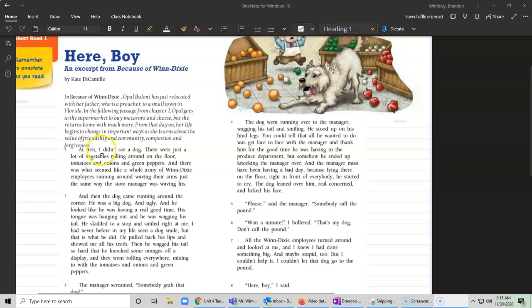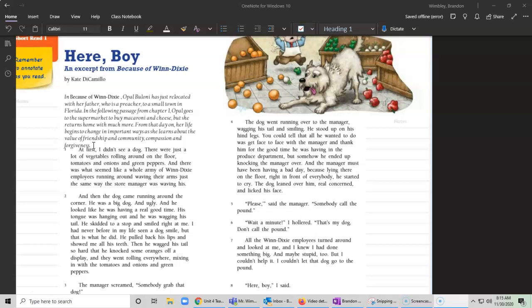Now, as I skim and scan, I see right away this word I right here. So this tells me that the story is probably first person. And so I know whoever is telling the story is going to be through their eyes. It's going to be looking through the world through their eyes and seeing other people.